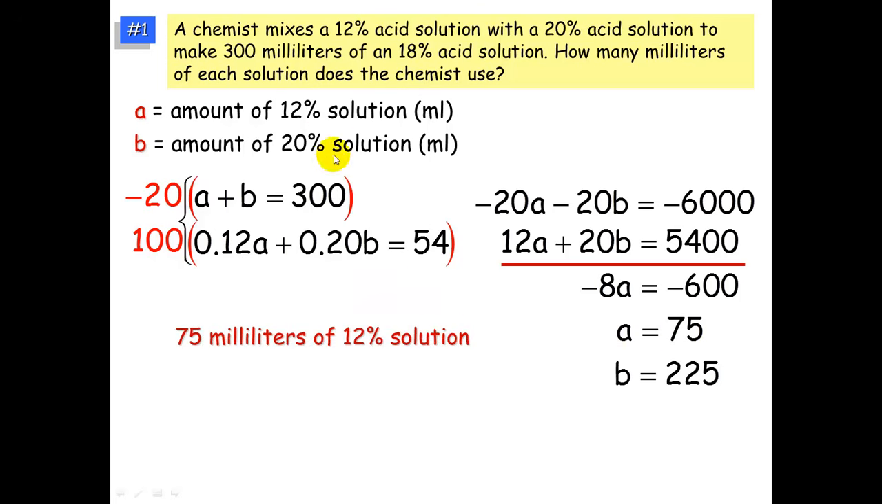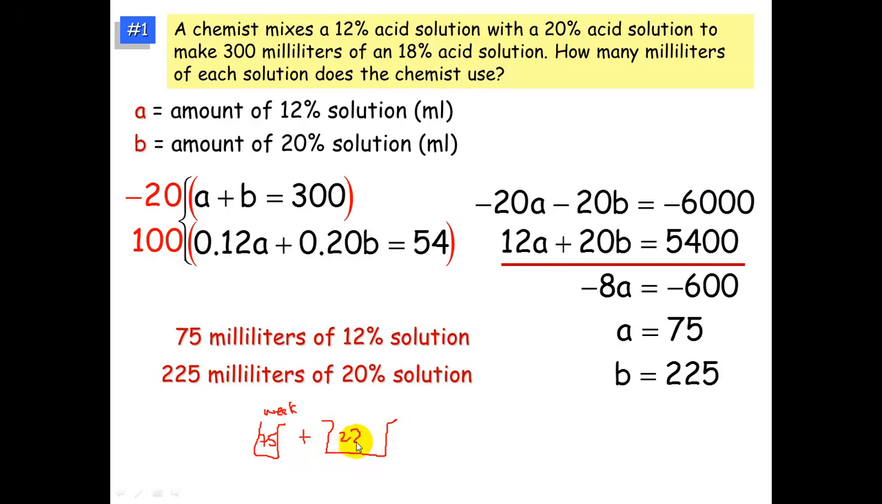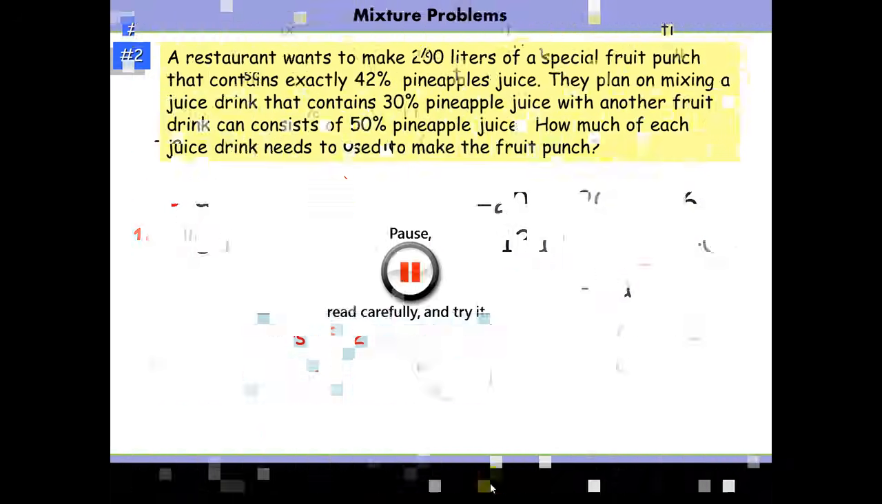And what that means is A is the amount of the weak solution, which is 75 milliliters of 12% solution, and B is 225 milliliters of the 20% solution. So in other words, I need a beaker of 75 milliliters of the weak, and I'm going to add that to 225 milliliters of the strong, and when I mix those together, I will get the exact 300 milliliters of the 18% solution that I desire. Okay? All right.